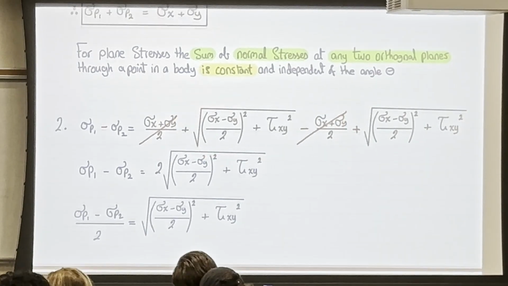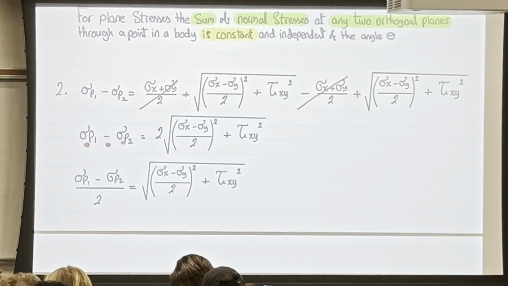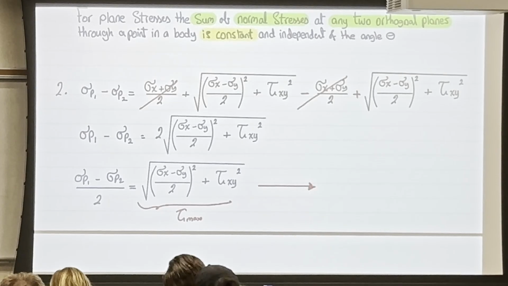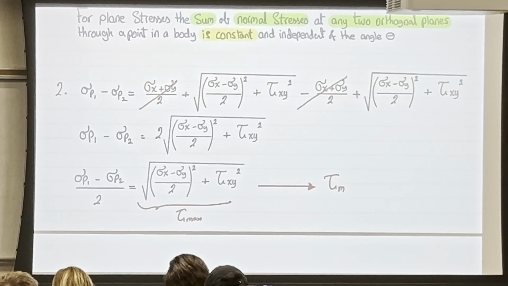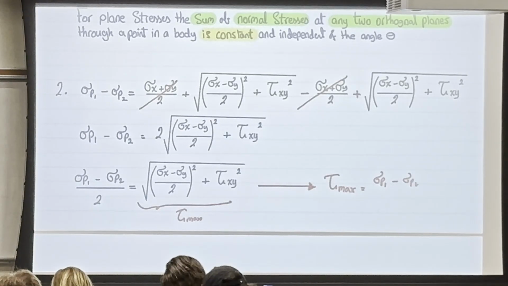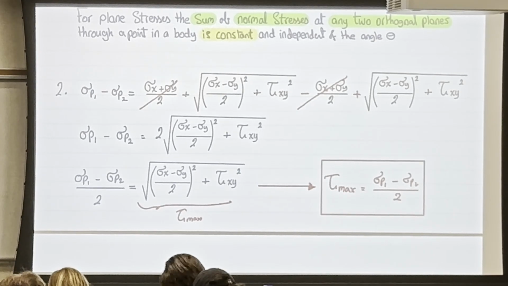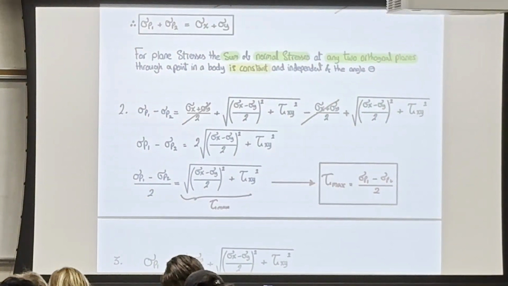And when I subtract them, I have sigma p1 minus sigma p2 is equal to 2 times that square root. And if you remember, that square root was tau max, so we end up with an important equation here, which is tau max is now equal to (sigma p1 minus sigma p2) over 2. This is one of the shortcuts that you can use.